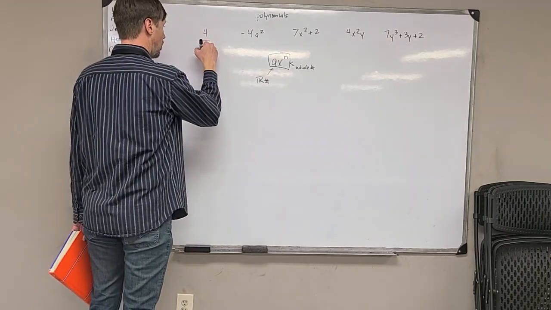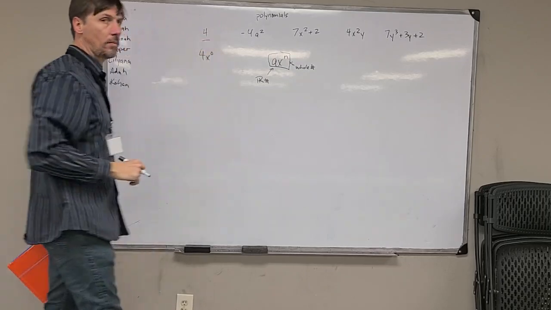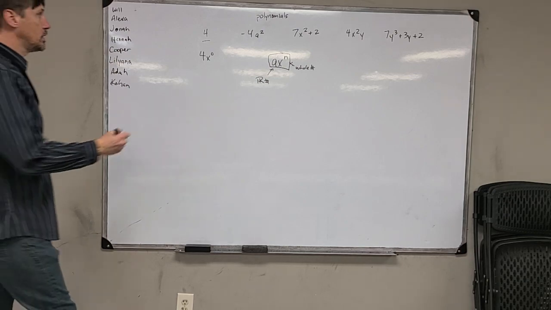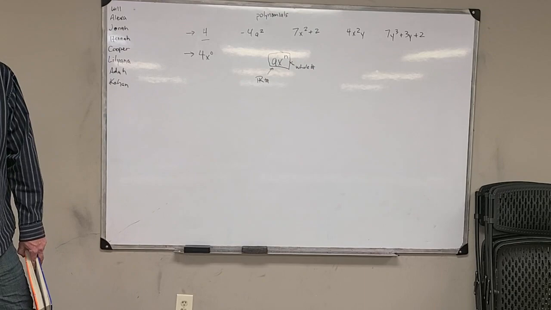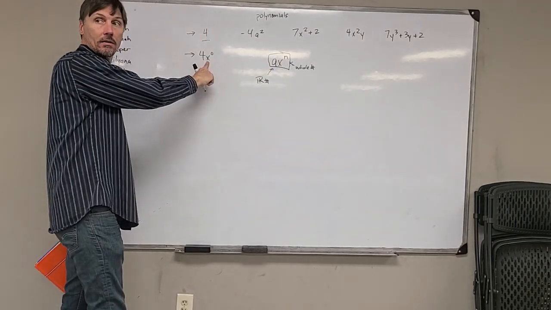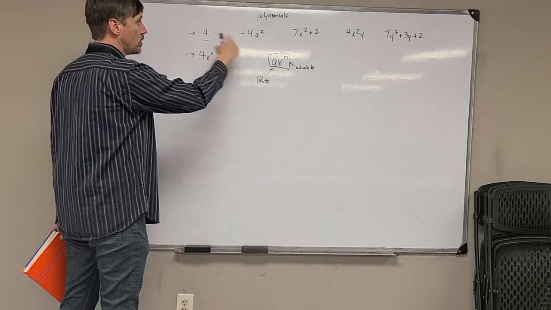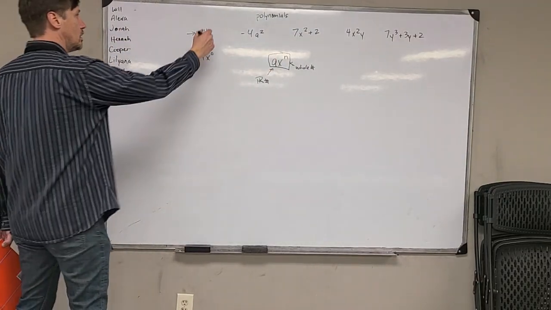But do you guys agree that 4x to the 0 is the same as 4 all by itself? What is x to the 0? 1. Just 1, right? And 1 times 4 is 4, right? So these two expressions here are equivalent to one another, right? And so I can write 4 in this form by writing it like that. Does that make sense? So 4 corresponds to a, and my 0 here corresponds to n. All right, so that's why this is a polynomial.